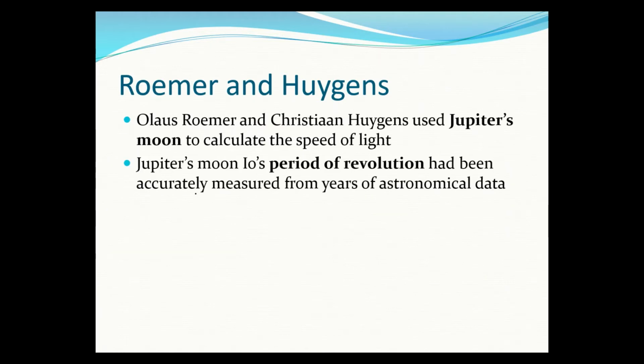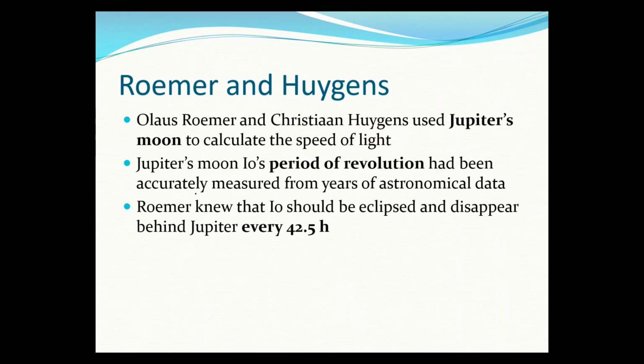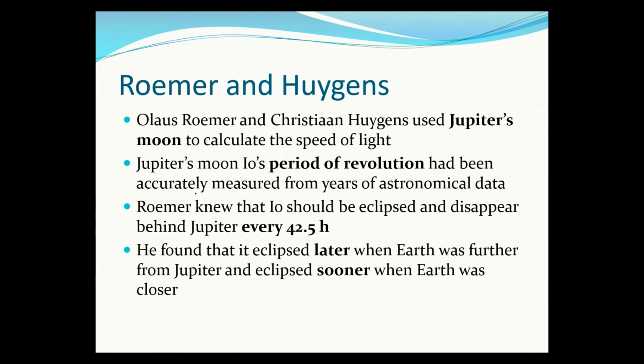So they did even bigger space than this, and they used, so Romer and Huygens was the guy who thought that light was a wave. Olaus Romer and Christian Huygens, they used Jupiter's moon to calculate the speed of light. So they went even further than Mars, and they went to Jupiter. Jupiter's moon, Io's period of revolution has been accurately measured from years of astronomical data, and Romer knew that Io should be eclipsed and disappear behind Jupiter every 42.5 hours.